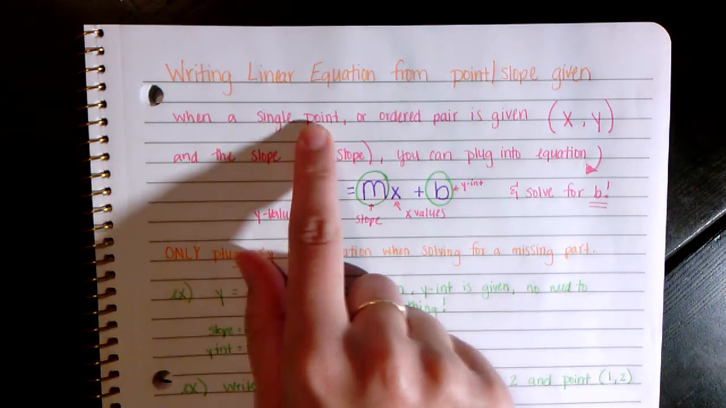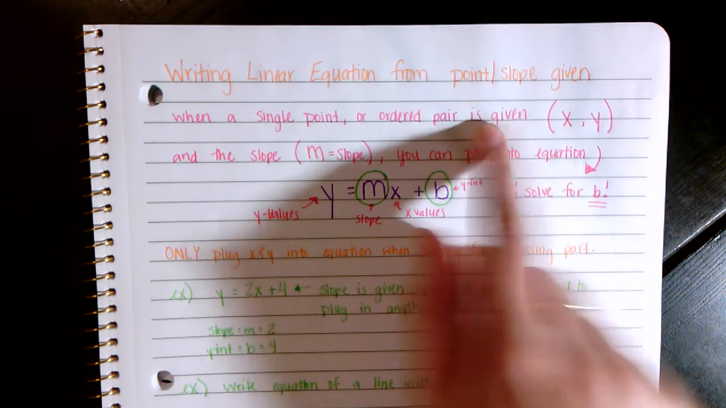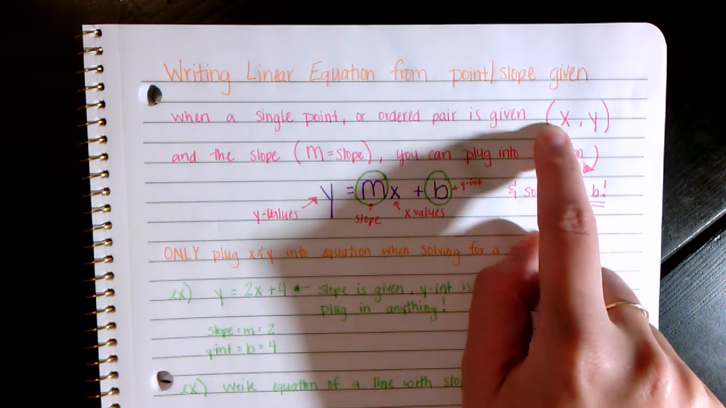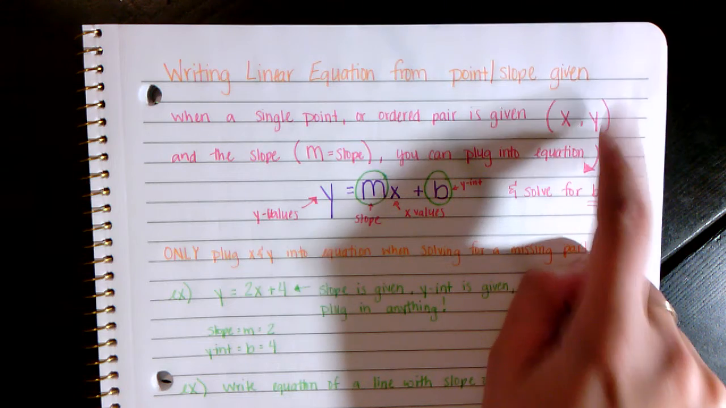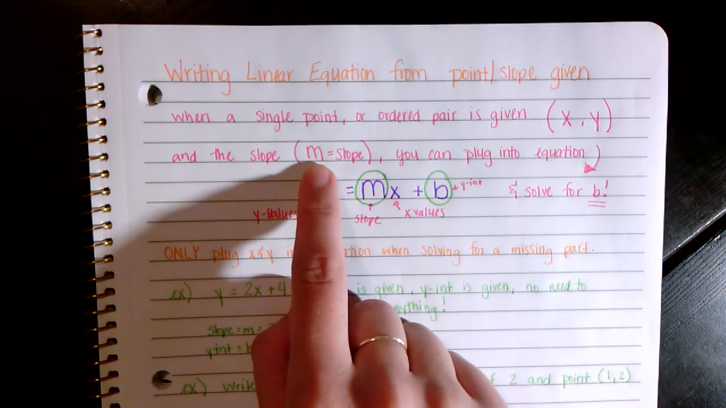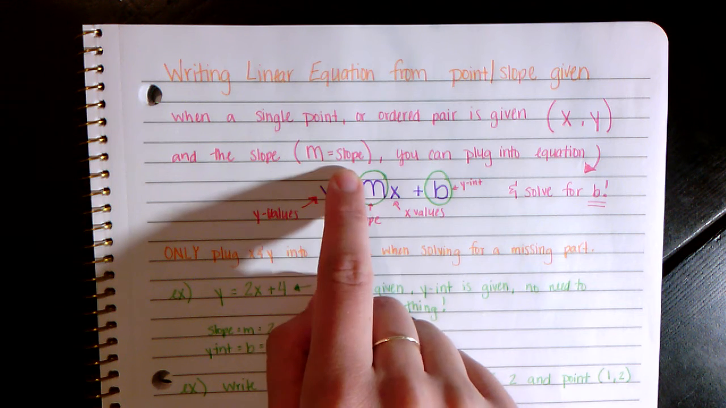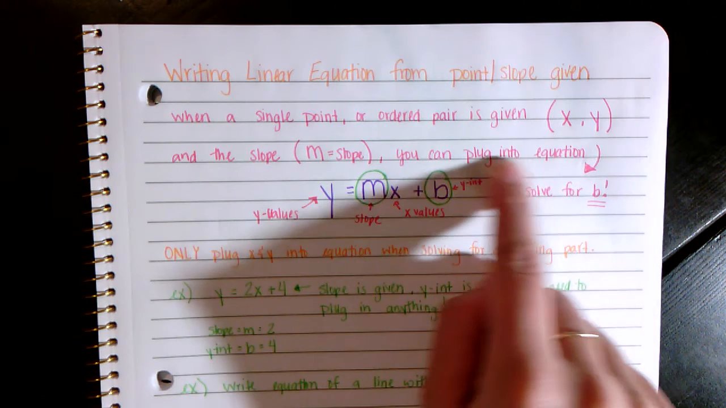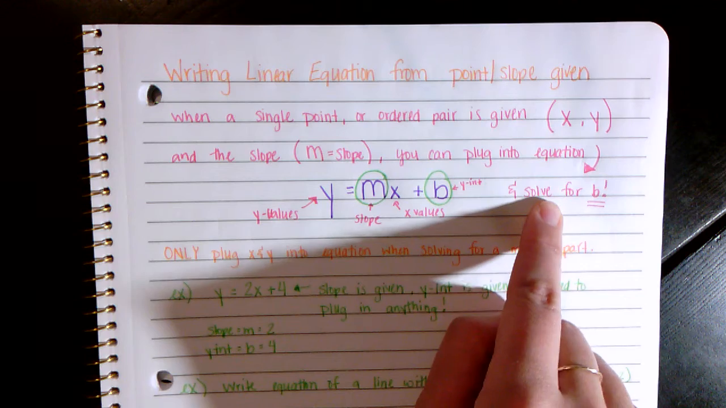So when a single point, or the ordered pair, right, is given to you, it'll look like this. The first number is your x value, the second number is your y value. This is called an ordered pair. And they give you the slope. So if it's like m equals a certain number, remember m stands for slope. If they give you those, then you can plug them into the equation and solve for b.